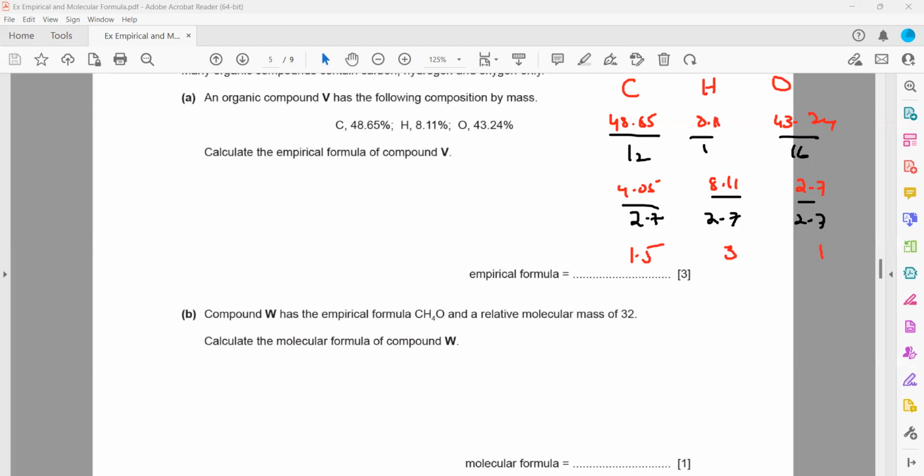Whenever one of the values is 1.5, 2.5, 3.5, what we do, we multiply all of them, not only one, we multiply all of them by 2. So this will be 3, this will be 6, and this will be 2, because multiplied by 2. So what is the empirical formula of the compound? C3H6O2.